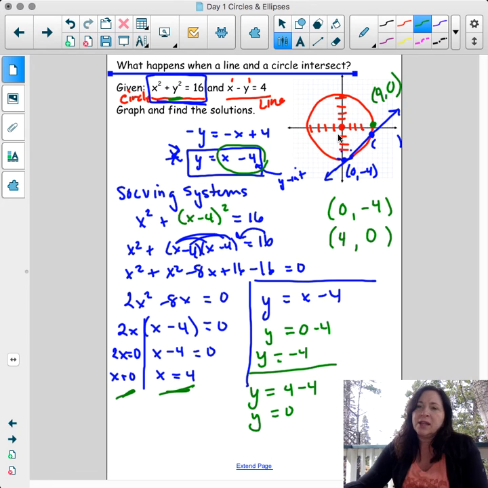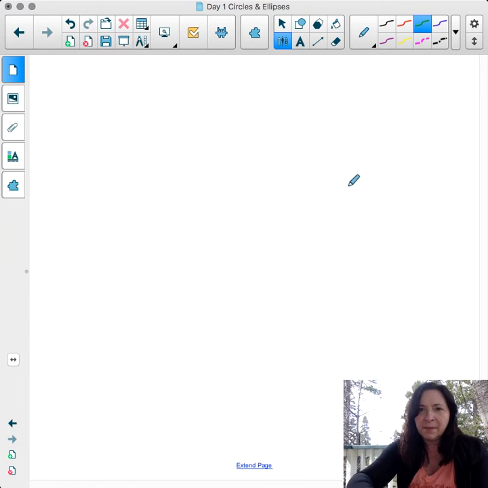So we just started, this is a system of equations using conics. So this is kind of cool. This is really neat to be able to take a conic and a line and be able to find the intersection points.